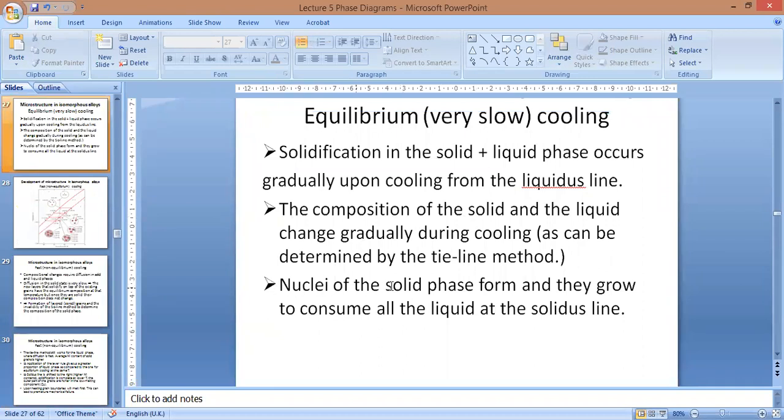So the nuclei of the solid phase form and they grow to consume all the liquid. That one also is critical.